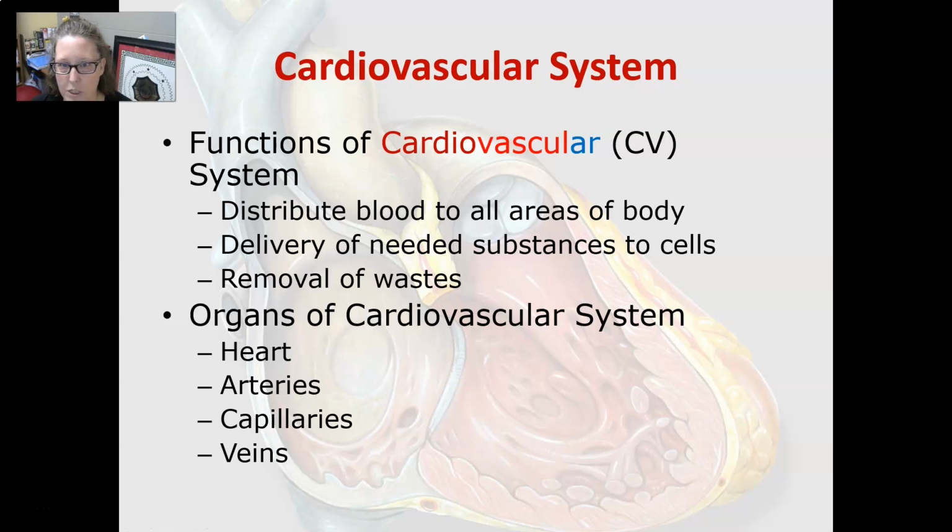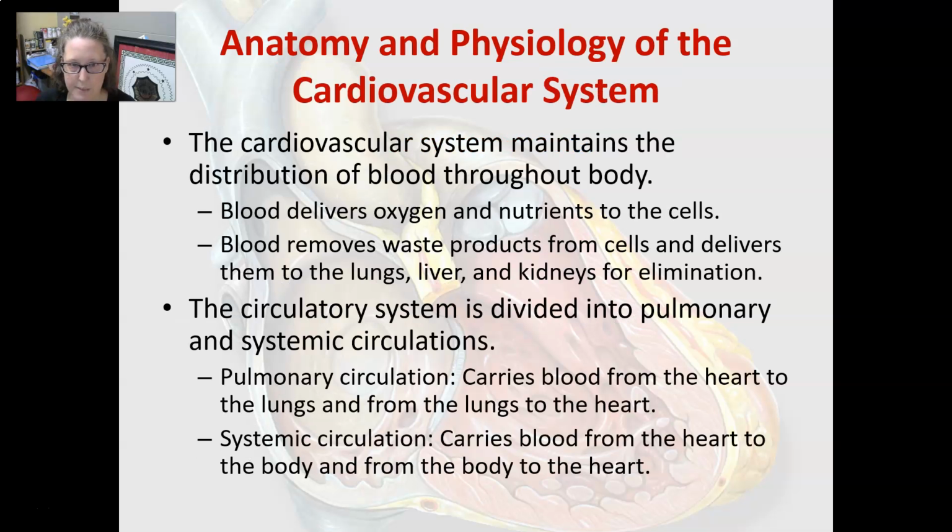All right, the function of the cardiovascular system is to distribute blood to all areas of the body with the delivery of needed substances to cells. So we're thinking oxygen and nutrients and the removal of waste from metabolism. And the organs of the cardiovascular system are the heart, the arteries, the capillaries, and the veins.